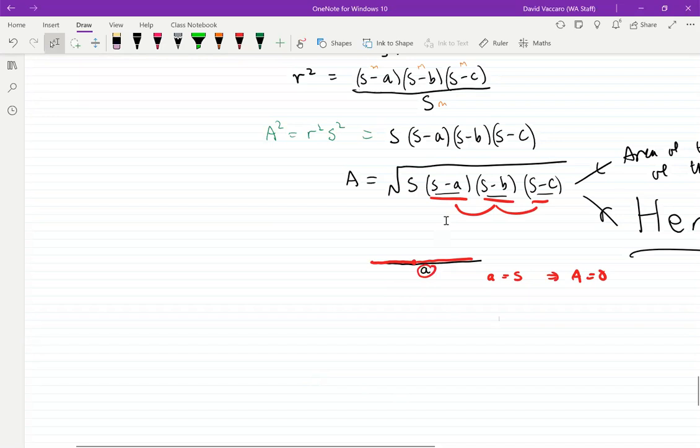We need a fourth term in the formula in order to make it dimensionally correct. But then the fourth term in the formula needs to be symmetric in a, b, and c. And pretty much the only symmetric expression you can write down using the lengths a, b, and c is a plus b plus c multiplied by some constant.